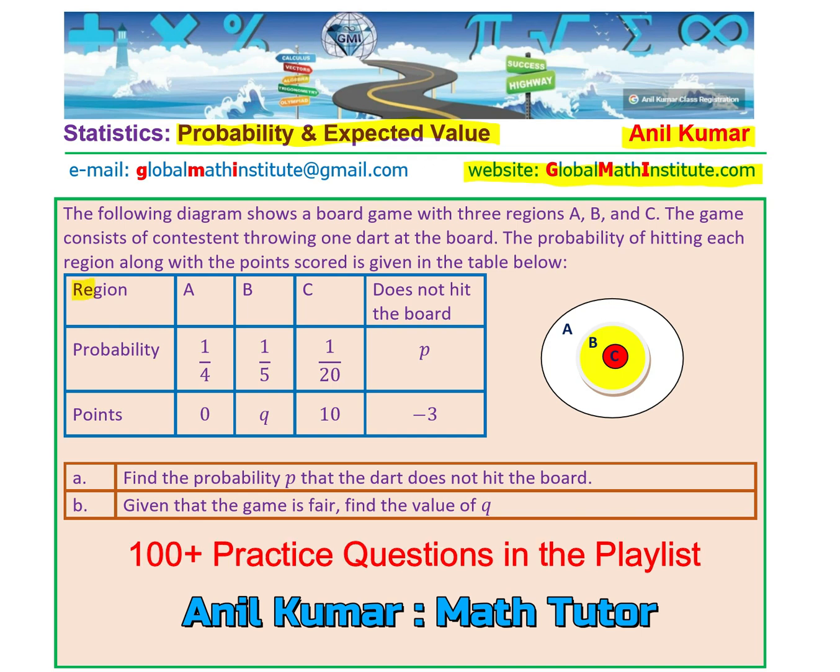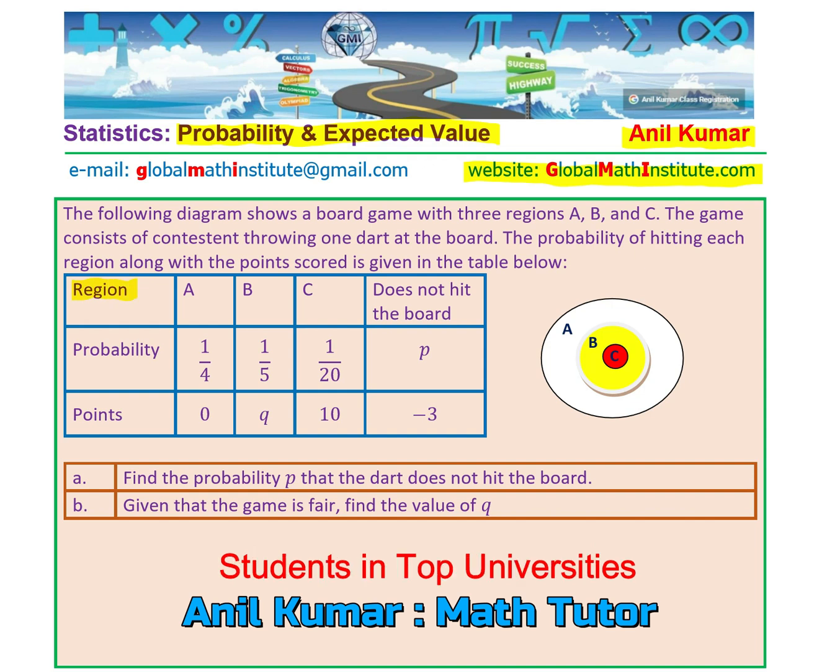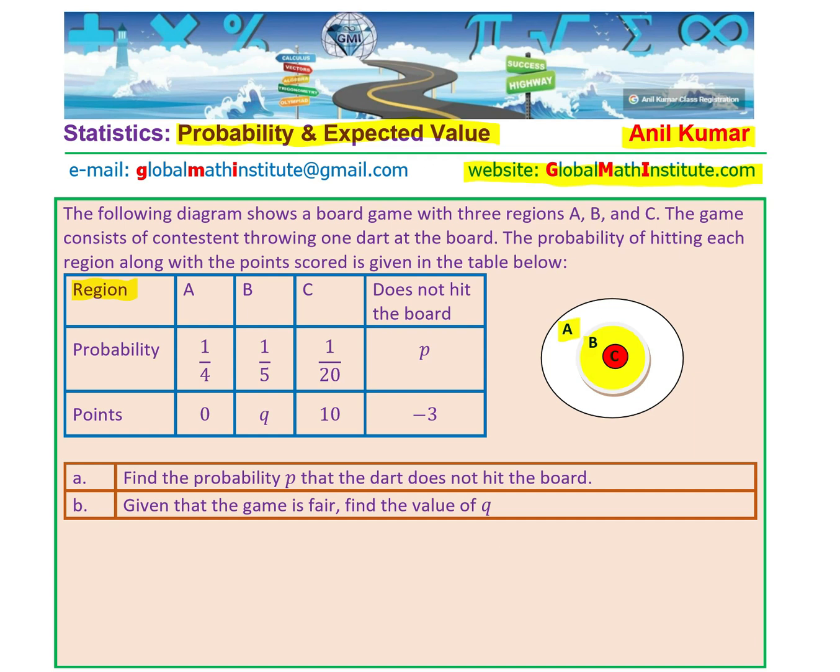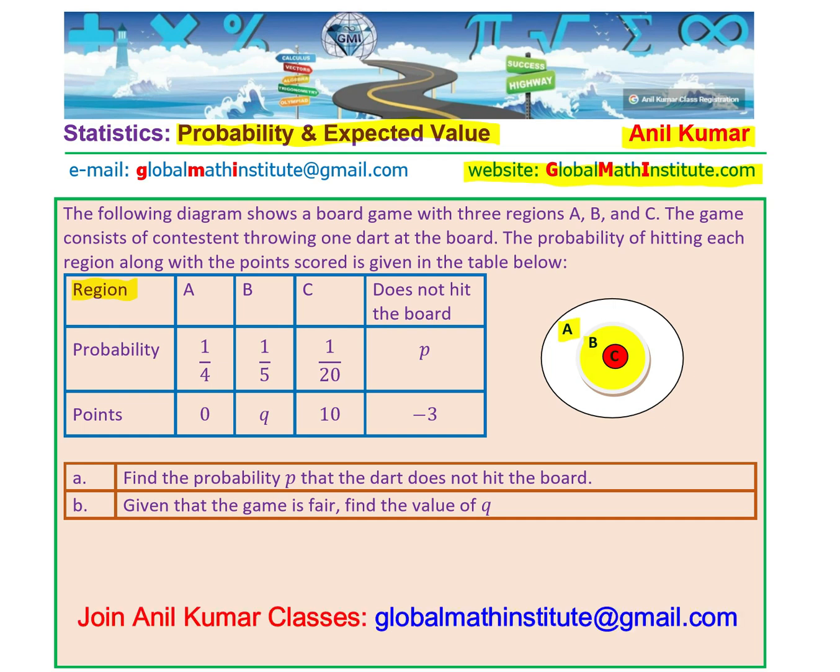So the regions are defined as A, B, and C. You can see A is the outermost in white, and then B, and C is the innermost. And the dart can hit somewhere else which is not within this board, right? The probability for A is 1/4, for B is 1/5, and for C is 1/20th. And the probability that it does not hit the board is P.